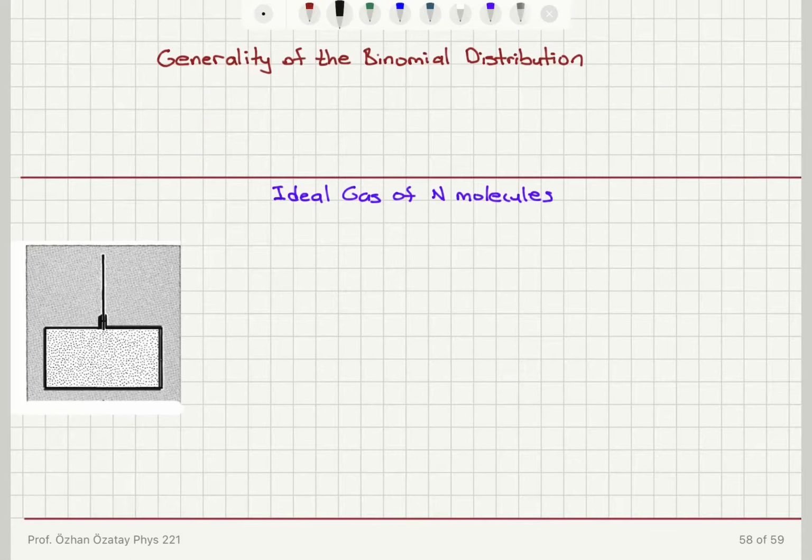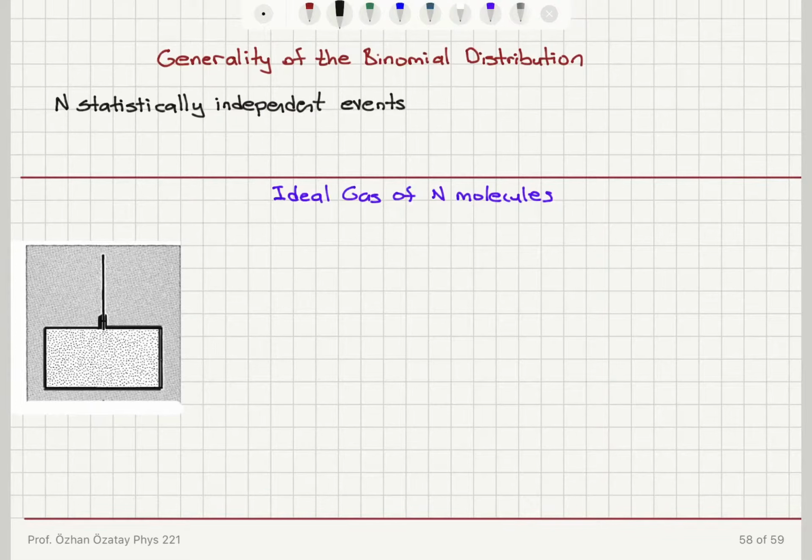We're now going to talk about the general meaning of the binomial distribution. The binomial distribution applies when we have an ensemble of capital N objects giving us capital N statistically independent events. So what do I mean by that? For example, if I toss N coins at the same time, there will be N events occurring, but these N events will be statistically independent because there is no interaction between the coins.